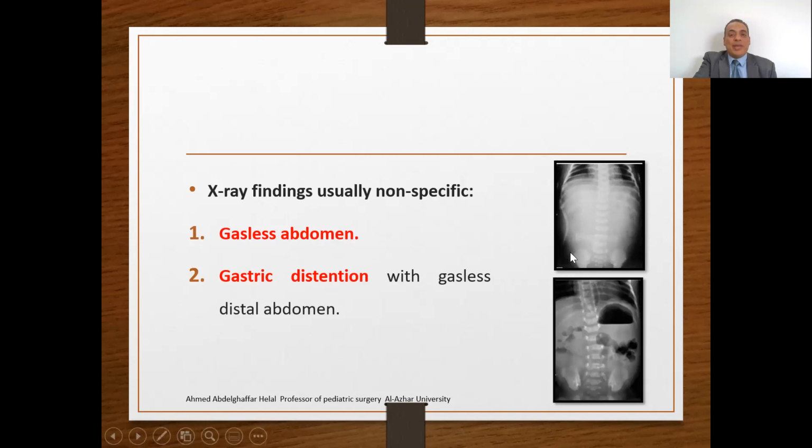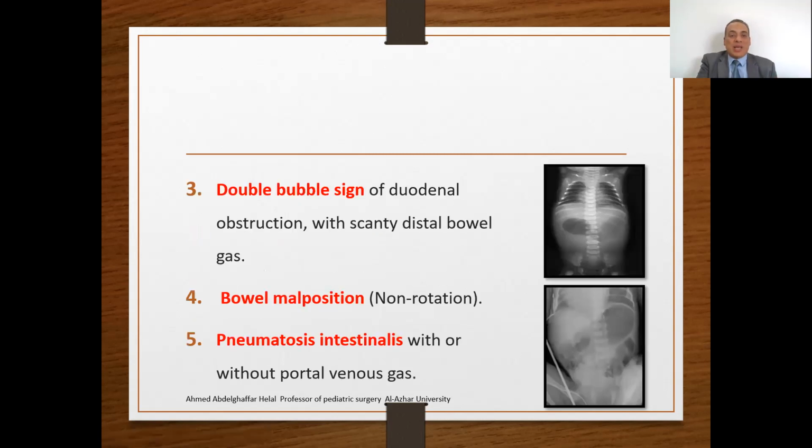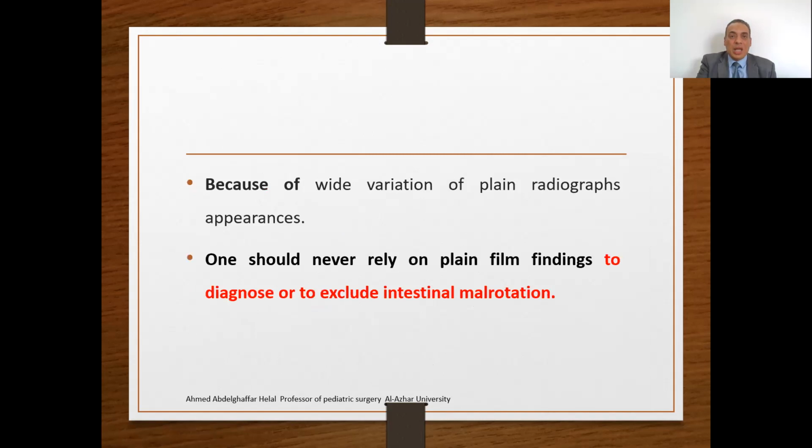Maybe a gasless abdomen, maybe gastric distension with some scattered gas or a gasless distal abdomen, maybe the double bubble sign of duodenal obstruction with scanty distal gas. It may show bowel malposition in non-rotation cases with the small bowel on the right side and the large bowel on the left side. It may show pneumatosis intestinalis with or without portal venous gas in some cases of complicated intestinal malrotation. So there is a wide variation of the plain radiograph appearance. So one should never rely on these plain X-ray findings to diagnose or exclude intestinal malrotation. However, it is still the first-order radiology for infants or neonates with suspected intestinal malrotation.